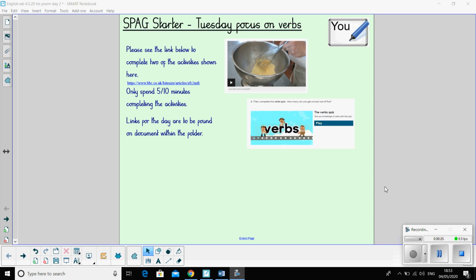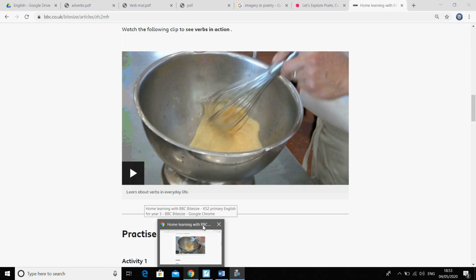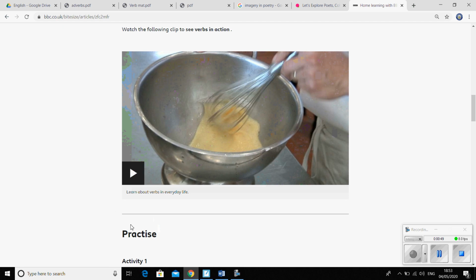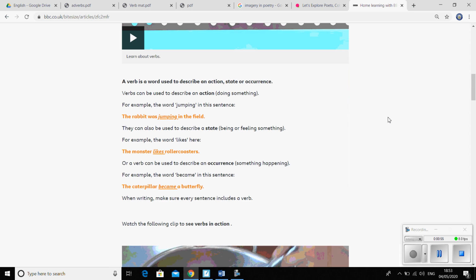Okay, so our SPaG starter today. Focus continues to be on verbs, and again I have put the link here for you to be able to type in. Obviously you can't click on it, so type that in and it'll take you straight to the website, or find it on my document that says links page. So today's two activities are listening to this video clip. You can do a little bit of reminder and recap.